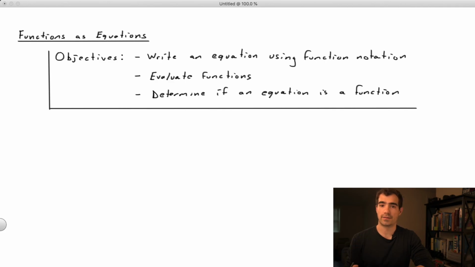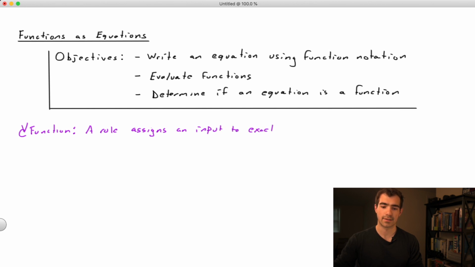Now that we've defined functions and discussed how they are related to relations, we can talk a little bit more about them in the context of an equation. When we defined a function, we sort of intuitively thought of it as a rule that assigns an input to exactly one output. And we can think of this as from some element of the domain to some element of the range.